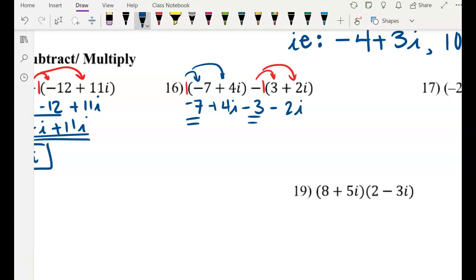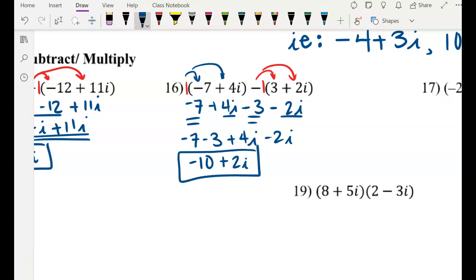Write those together because those are real numbers. Write the imaginaries together. So plus 4i minus 2i. Combine those, negative 10 plus 2i, and we box that up.